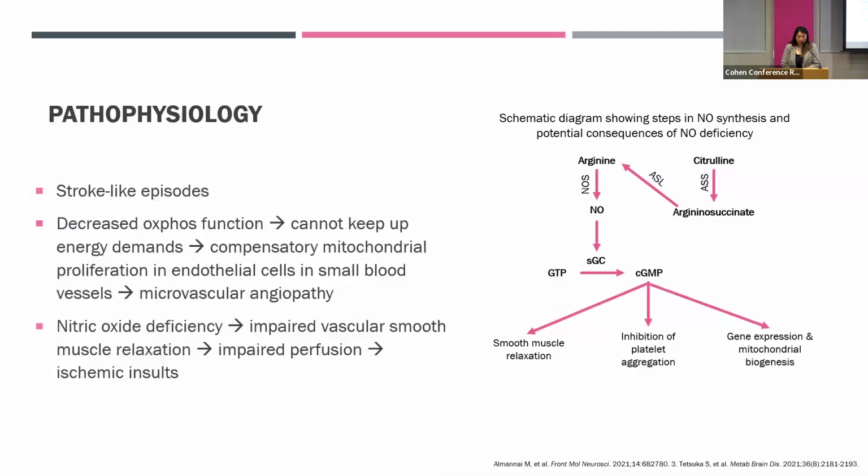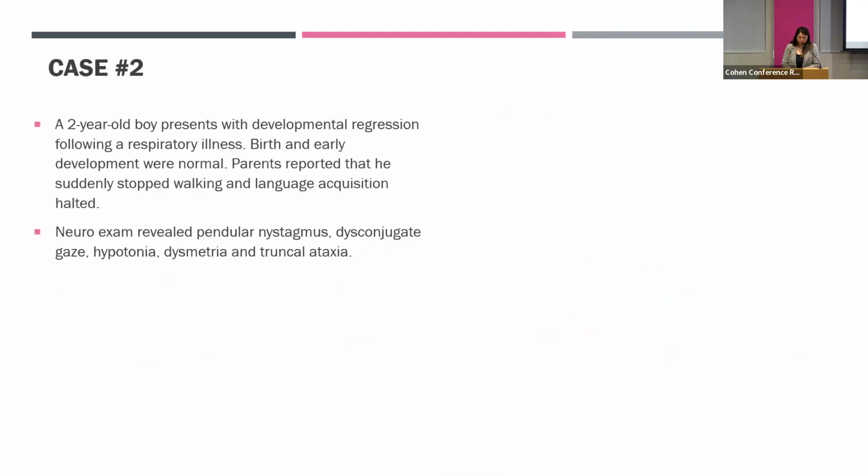So on the right, you'll see a schematic. On the bottom is cyclic GMP. That's important for various functions of the vasculature. And then upstream of that, you'll see NO, that's the nitric oxide. And upstream of NO, the production of nitric oxide uses arginine as well as citrulline even more upstream. So arginine and citrulline, as I'll briefly mention later, is our treatment for stroke-like episodes.